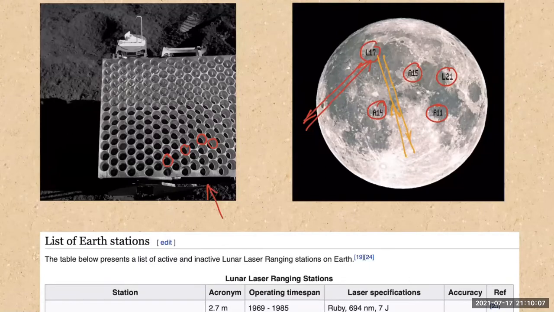Now, believe it or not, the laser beam is strong enough so that after getting reflected by this reflector on the moon, when it comes back, we can still receive it.